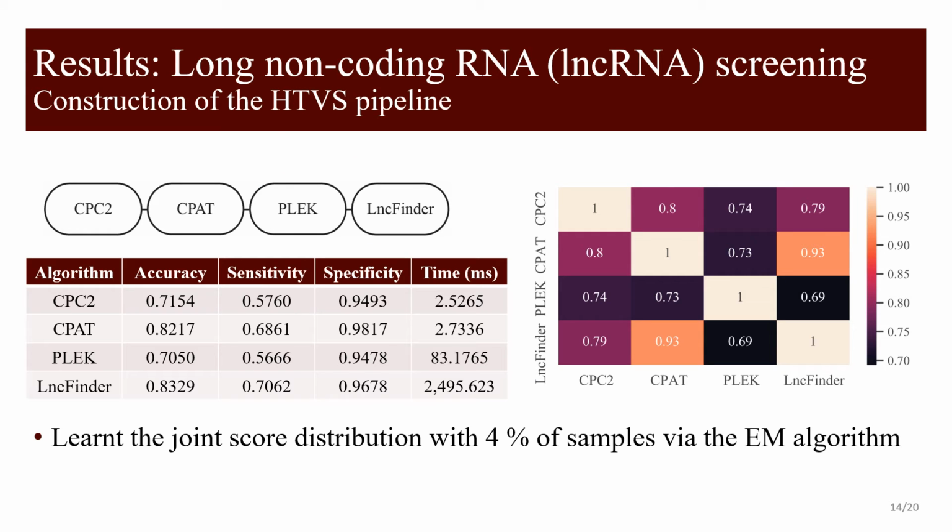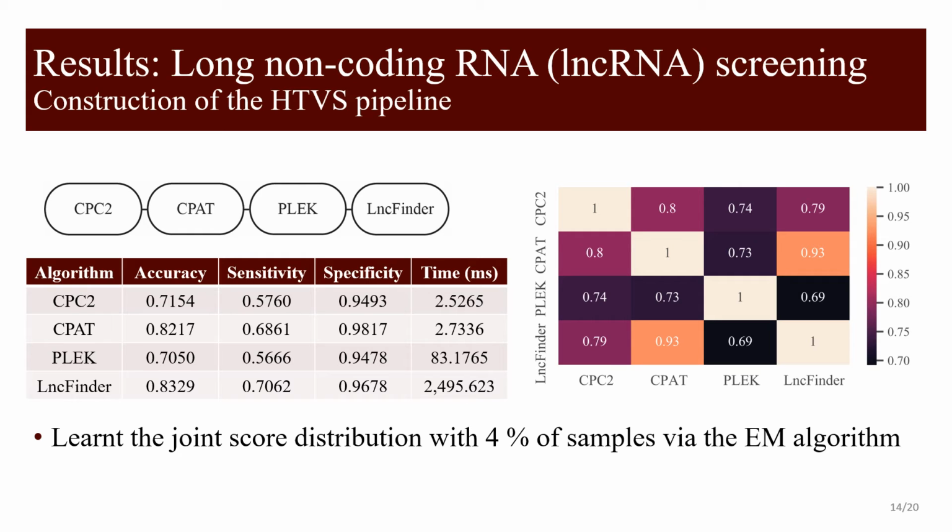We selected 4 state-of-the-art computational algorithms estimating the coding potential probability: CPC2, CPAT, PLEG, LNC Finder. To better understand the algorithms, we first evaluated the performance of the algorithms on the pre-processed dataset. As shown in the left table, LNC Finder outperformed all the algorithms in terms of accuracy and sensitivity at the cost of the highest computational complexity.